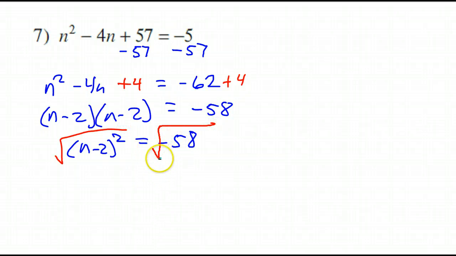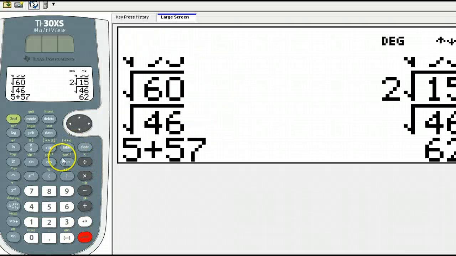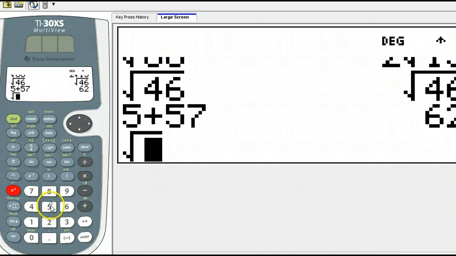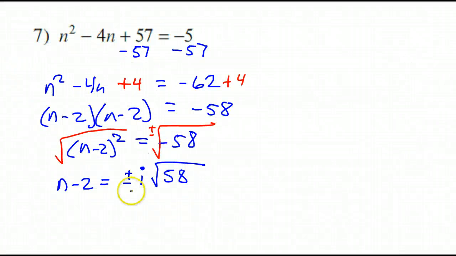Oh, okay. I've been waiting for this to happen. We're taking the square root of a negative number, right? Don't forget your plus or minus. Guys, when you take the square root of a negative number, this is going to be imaginary. So we're going to get n minus 2, and this is plus or minus. Now this negative sign is going to come out of the radical as an i. So it's like i radical 58. Now, can the square root of 58 be simplified? No, still square root of 58. So we'll just leave it like this so far.